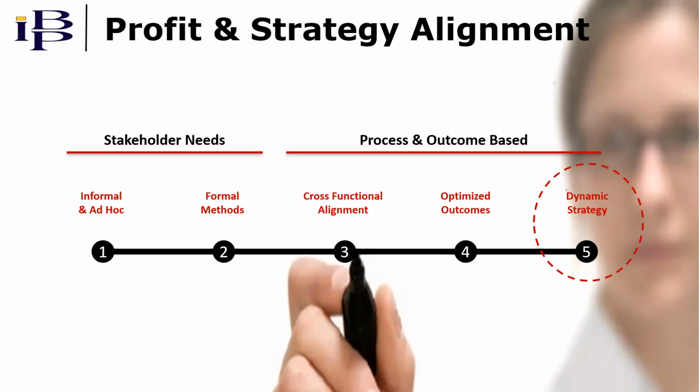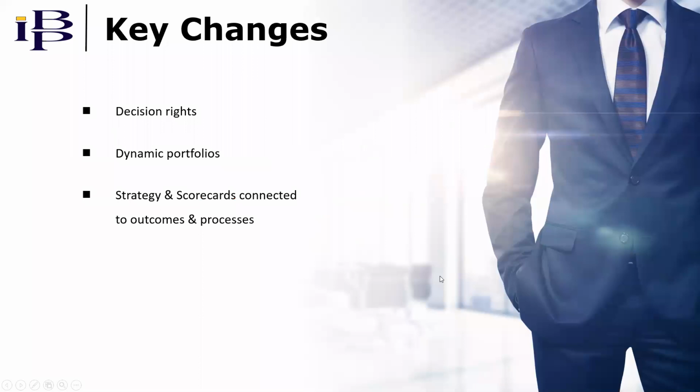So the last level of maturity here is what I call dynamic strategy. And what's happening here is that, when you get to this level, and companies are getting familiar with using these different structures, it's at this point where decision rights can start shifting towards more of the horizontal perspectives. And you have more dynamic portfolios for products and customers and investments, where the resources are flowing to where they need them more freely. And one of the things that's also happening here is the ability to take a strategy and balance scorecards that are actually mathematically connected to outcomes and processes. So you always have this direct connection between strategy and outcomes.